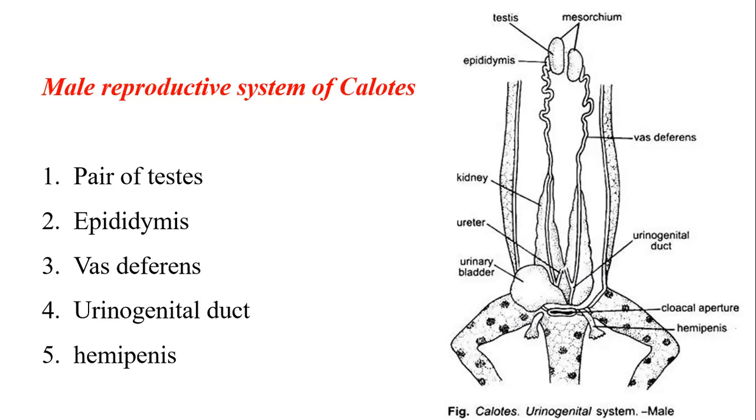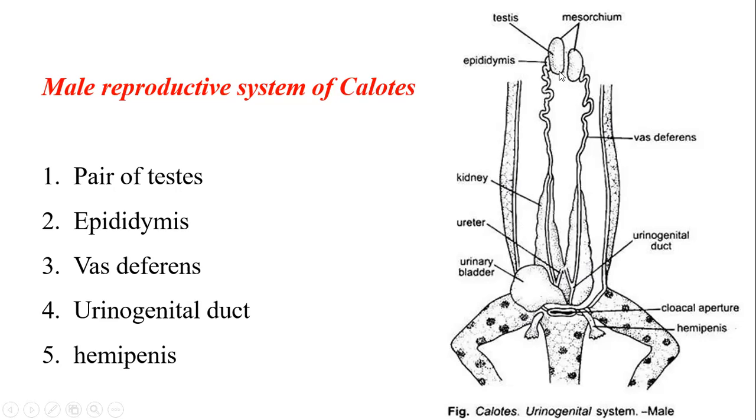Firstly, we will describe the testes. Now look at the diagram. Here are the testes, which are located above the kidney. A pair of white oval testes. They lie in front of the kidney.